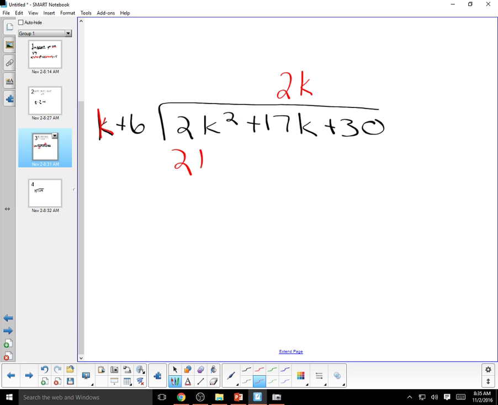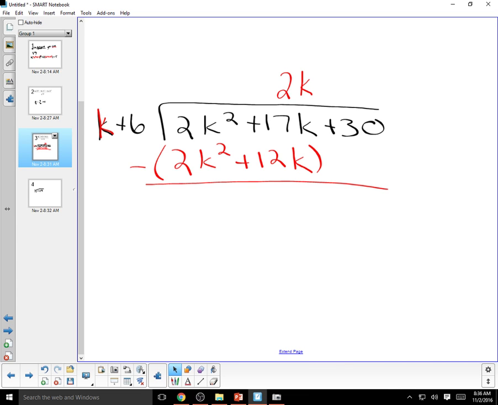It's 2k squared. And then 2k times the 6? Well, that's just a 12k, isn't it? What did we do with this number here? We subtracted it, didn't we? We changed the sign. You guys remember that idea? You change the sign. Well, the way you change the sign is you subtract. So what is 2k squared minus 2k squared? 0. What is 17k minus 12k?